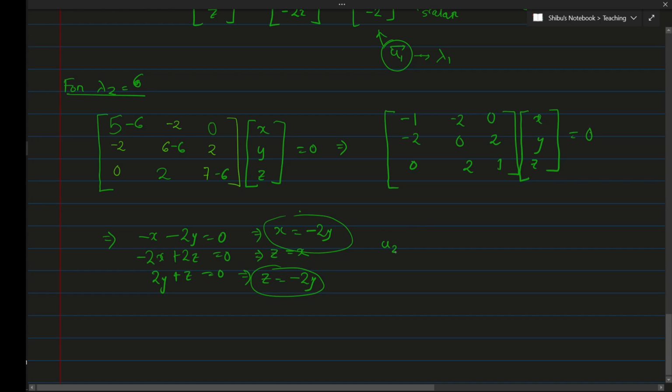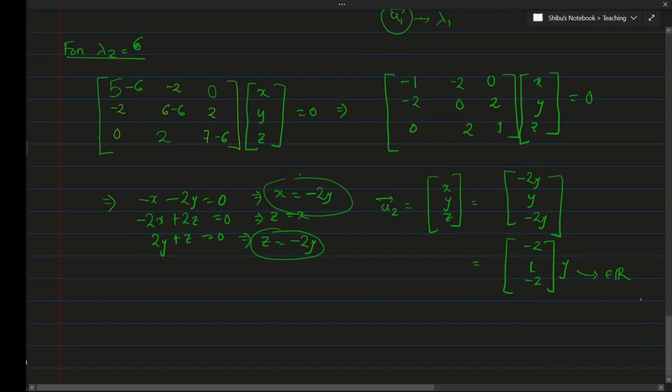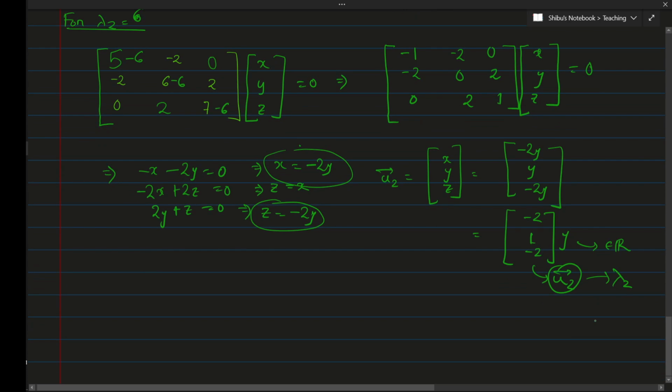So we can write u2 equals x, y, and z. We got x in terms of y. This is minus 2y, y, and z is equal to minus 2y, right? So this will be equal to minus 2, 1, minus 2, and y is a scalar multiple belonging to R, and this is our eigenvector. We can take this as our eigenvector for lambda equal to 6, which is our second lambda, right?